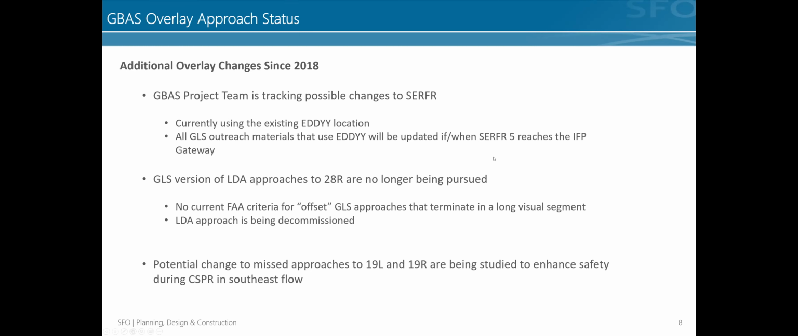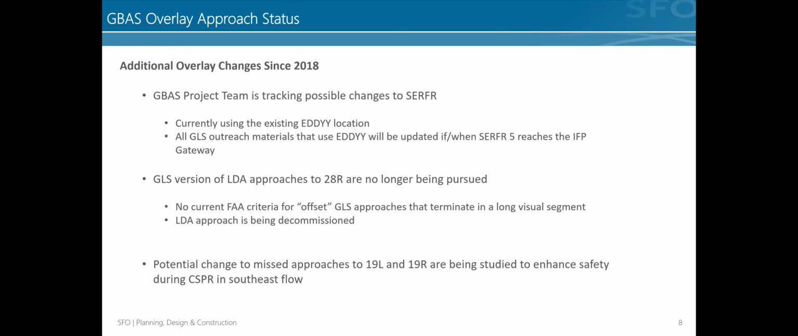A second piece that's changed on the overlay approaches since 2018, when we last had a chance to brief this group: there were 5 overlay approaches that we had requested the FAA to develop. One of them was the LDA approach to 28 right, which is one of the approaches traditionally used for precision runway monitoring, or the PRM operation, or SOIA. Sorry, I'm just throwing a lot of acronyms out there.